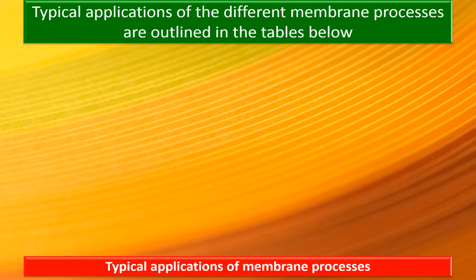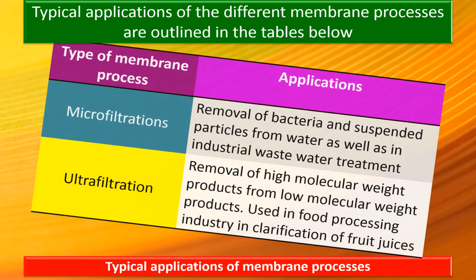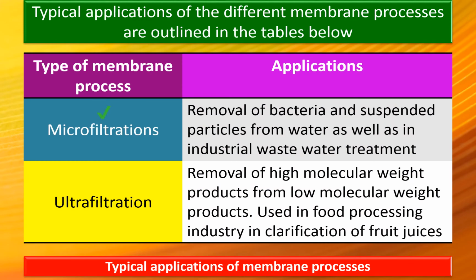Typical applications of the different membrane processes are outlined in the tables below. Type of membrane process: microfiltration. Applications: removal of bacteria and suspended particles from water as well as in industrial wastewater treatment. Ultrafiltration. Applications include removal of high molecular weight products from low molecular weight products, used in food processing industry in clarification of fruit juices.